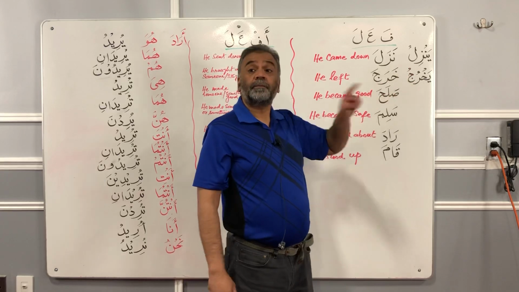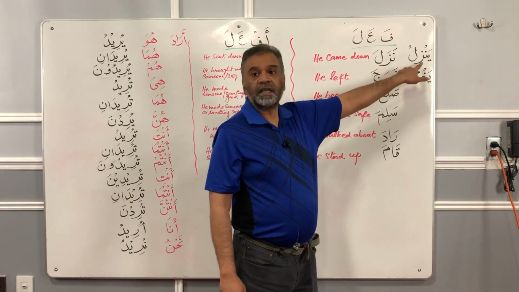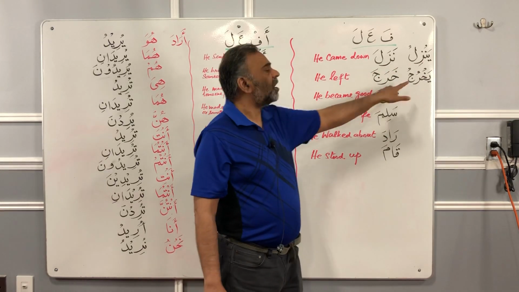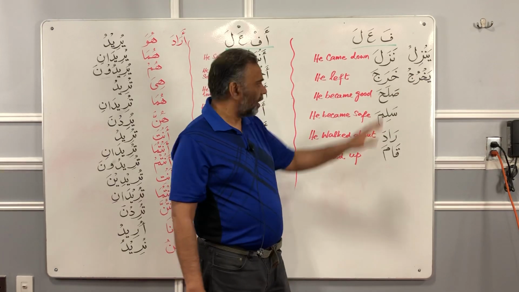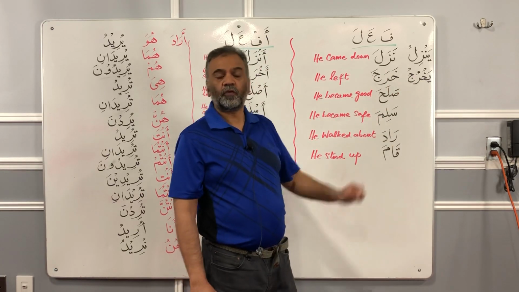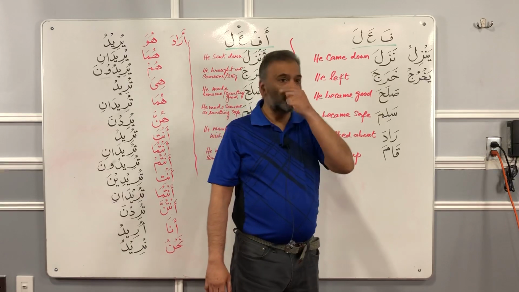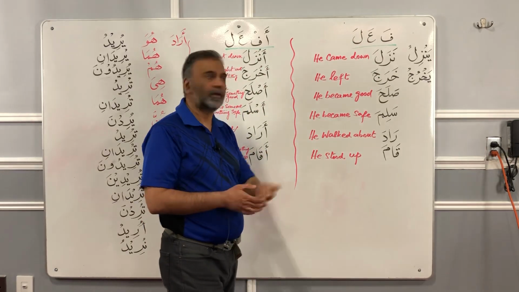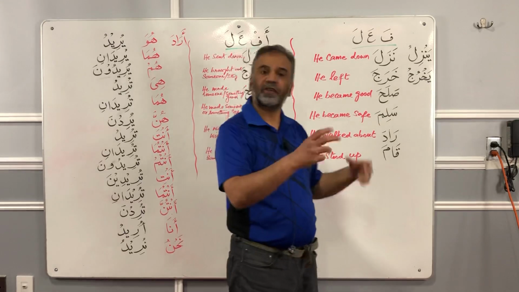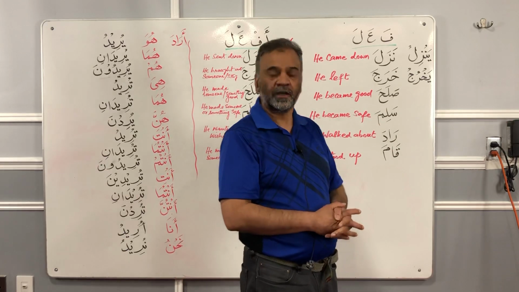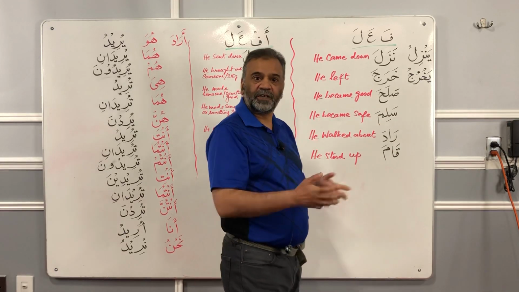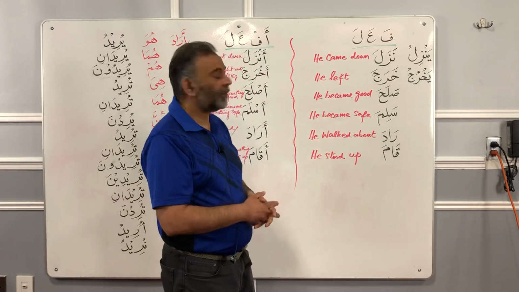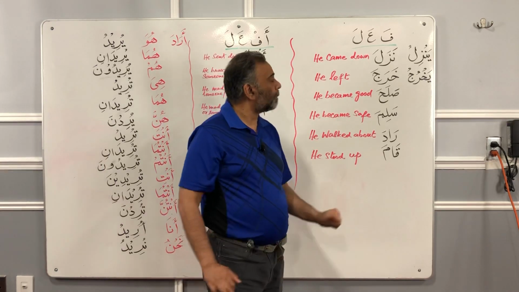What is the mudari'? Nazala, yanzilu. Kharaja, yakhruju. And so on and so forth. And then we can conjugate all the 14 mudari' forms. Yakhruju, yakhrujani, yakhrujuna, you know, we can do that. Takhruju, takhrujani, takhrujna. So we can do that.